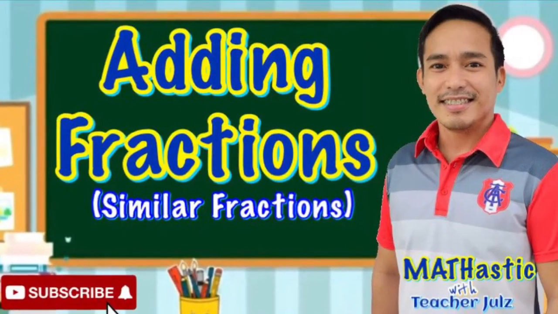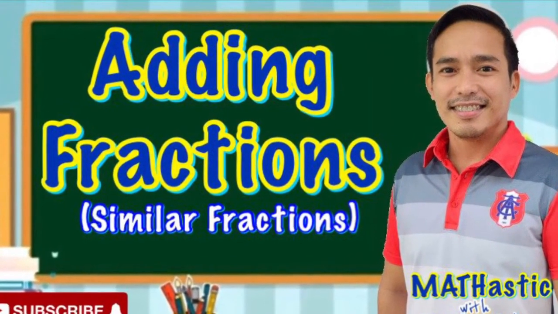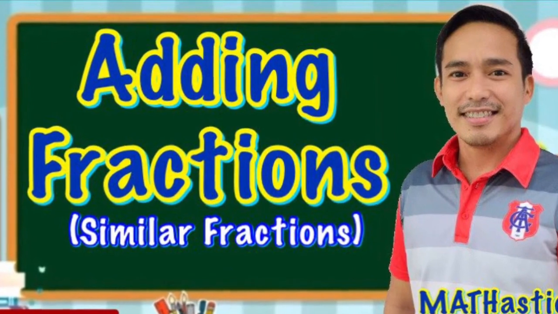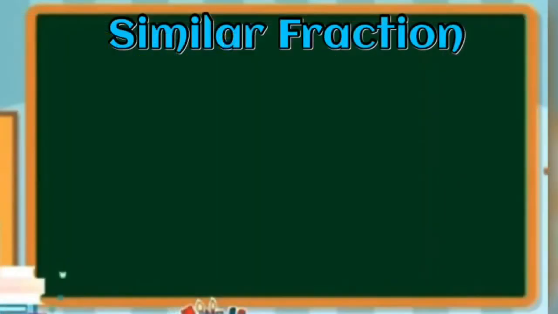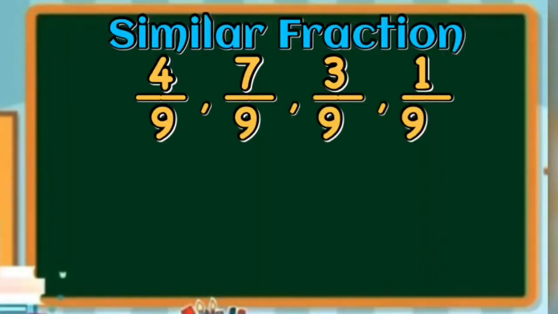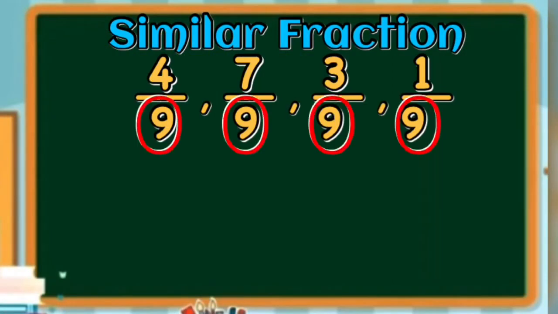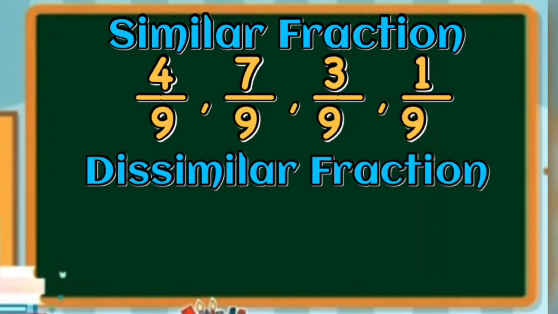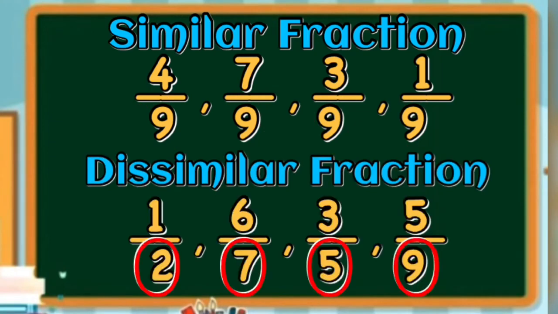And for today's video, we're going to add similar fractions. And before we begin, let's have a quick review of what are similar and dissimilar fractions. Similar fractions are fractions with the same denominator, while dissimilar fractions are those who have different denominators.